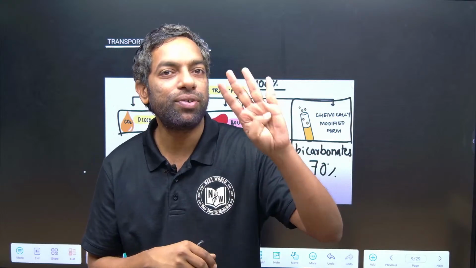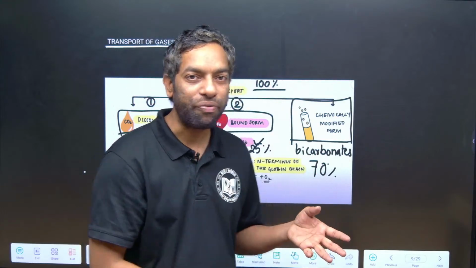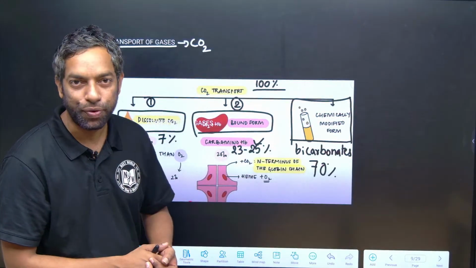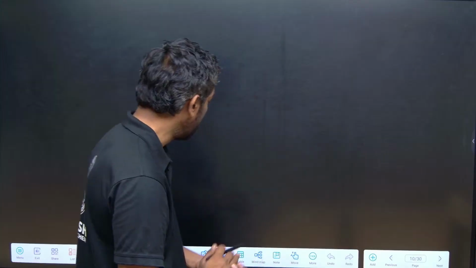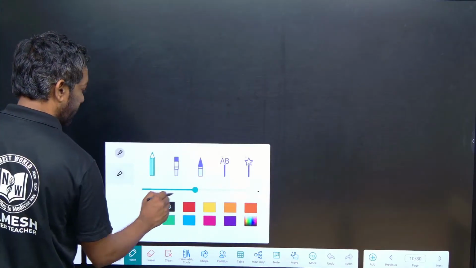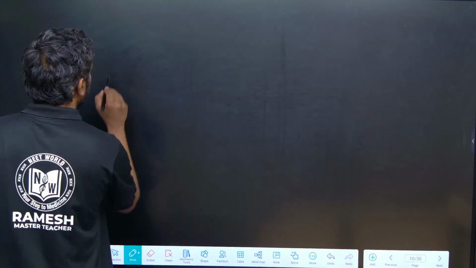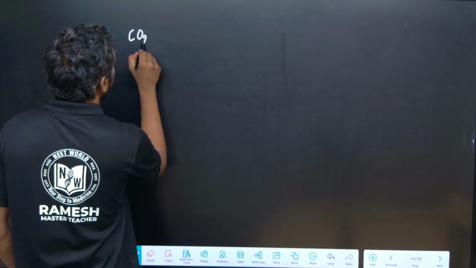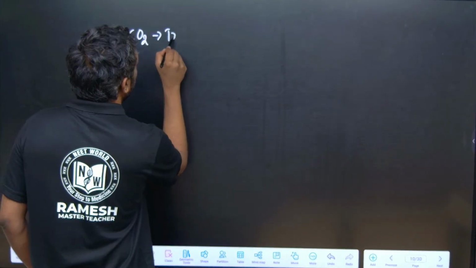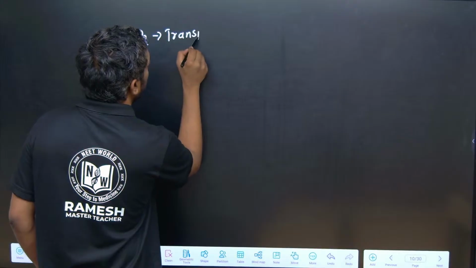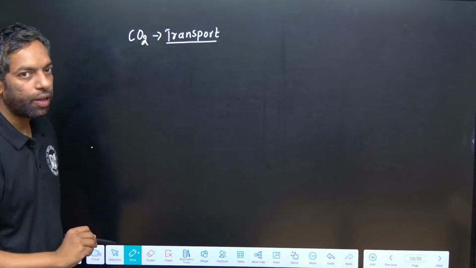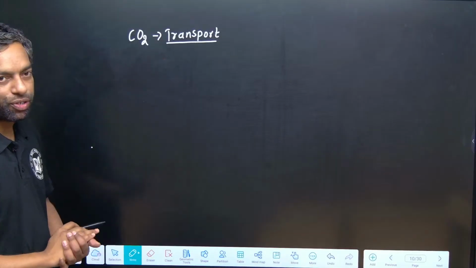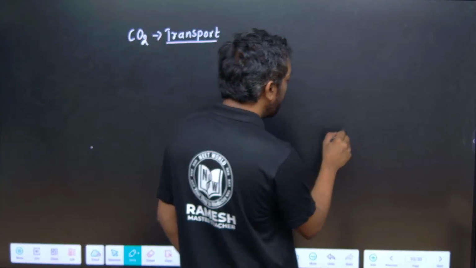We are going to discuss how CO₂ is modified in transport. Okay, we will discuss, guys. Just look into this. CO₂ transportation. Where is it produced? It is produced in the tissue.